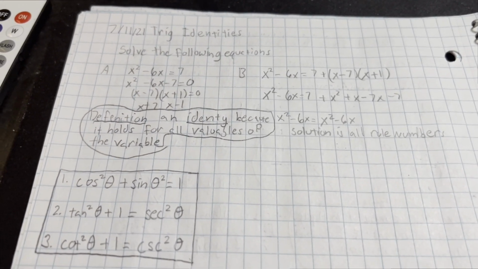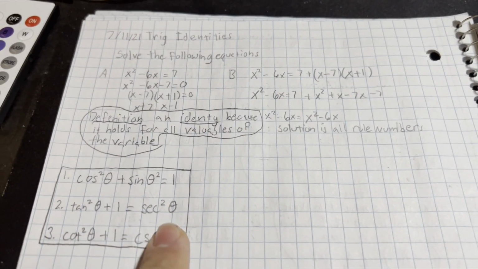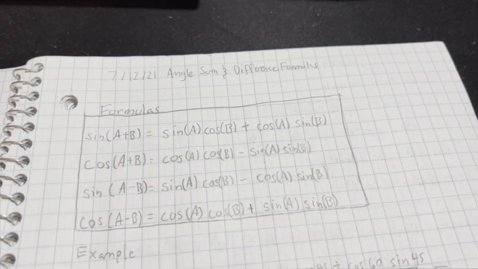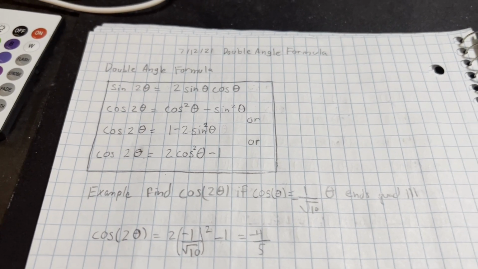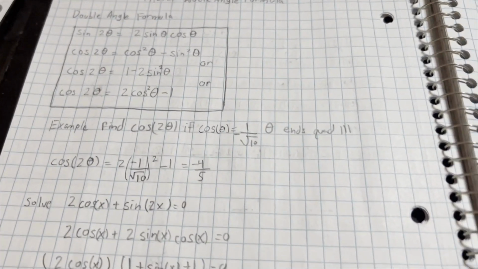Trig identities, I remember these. These are really useful. That's why I put them in a box. Angle sum and difference formulas, also useful. Also put them in a box. The double angle formula. I remember using these. I remember these from trigonometry.